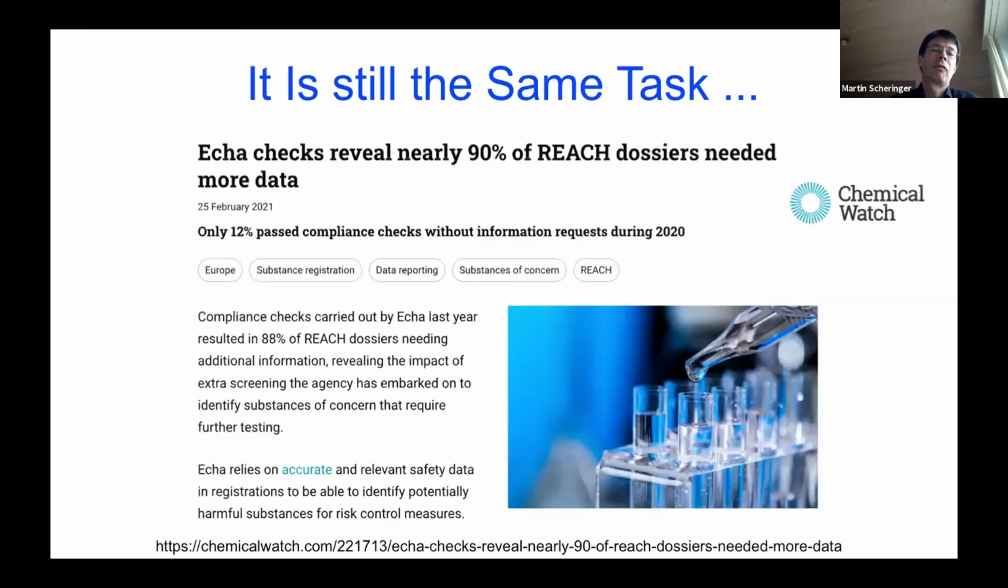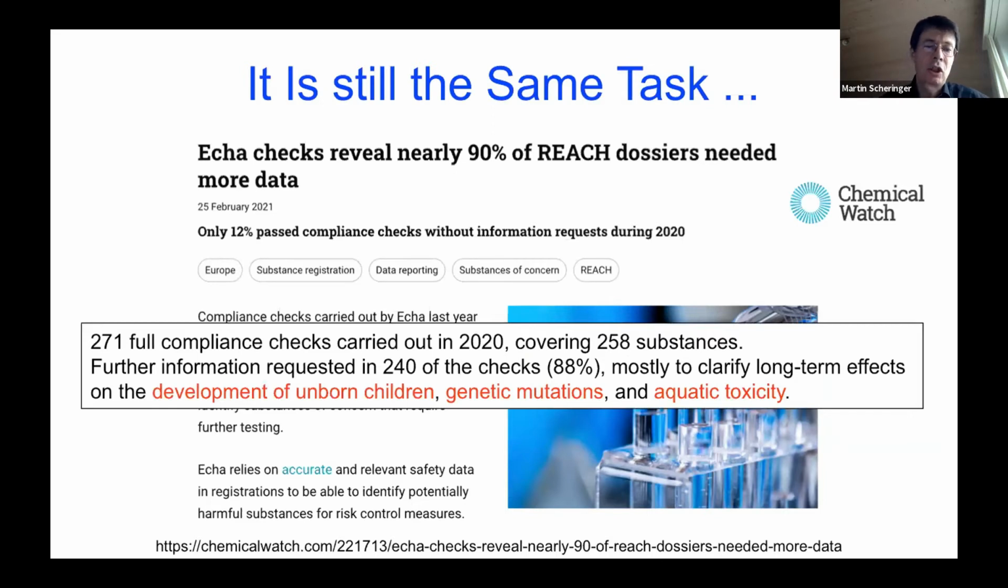Just earlier this year, in February, also Chemical Watch reported that in the 2020 compliance check, nearly 90% of the dossiers checked needed more data, were not complete. Specifically, they performed 271 checks for 258 substances and had to request more information in 240 of the checks, which is almost 90%. And what was missing was information on long-term effects on the development of unborn children, on genetic mutations, and on aquatic toxicity. So quite different, but all important endpoints where there was still not enough information provided.